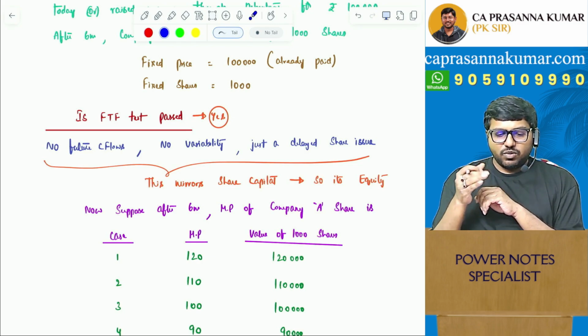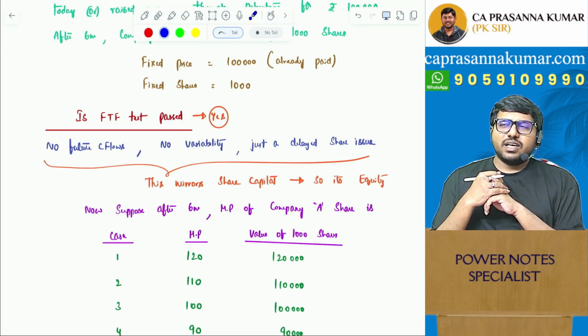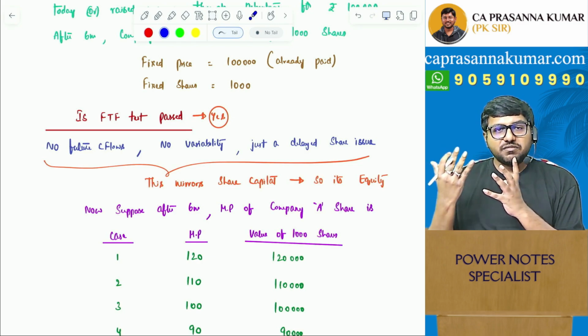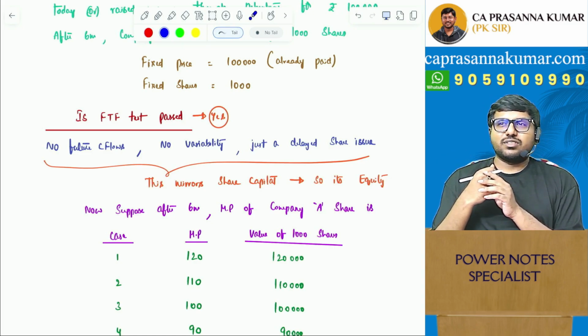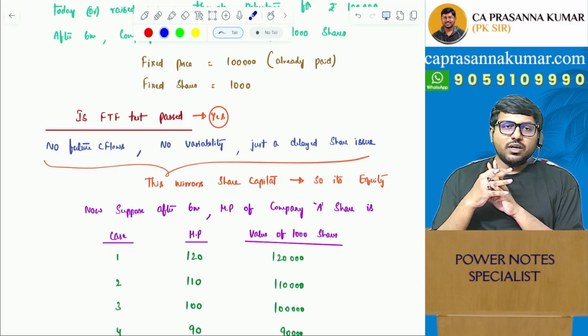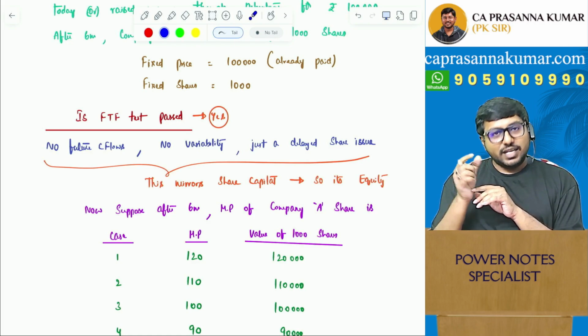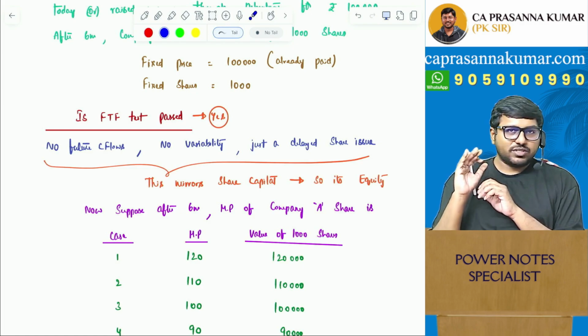So therefore, one of the students has asked me a doubt, saying, sir, how can you classify something like preference shares as equity instrument? Because we look into substance over form. So we don't look at the name, that is nothing but the form. We look at the substance. I hope this is clear.